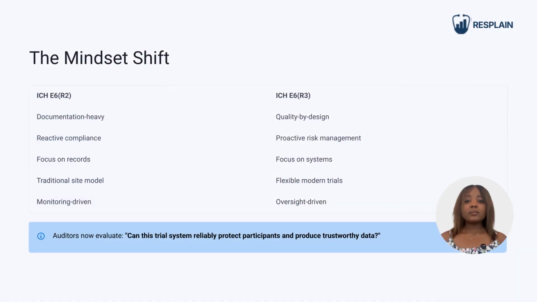One of the most important things to understand about R3 is that it represents a major mindset shift. Under R2, many organizations focused heavily on documentation completeness, but R3 moves clinical research toward a much more proactive and systems-based model. The updated guidance emphasizes quality by design, critical to quality thinking, risk proportionality, and continuous oversight throughout the trial lifecycle. This means auditors are becoming less interested in whether a site simply has documents. Instead, they want to understand whether risks were identified early, whether oversight was effective, whether systems were controlled, whether participants were adequately protected, and whether the site can consistently generate reliable trial data. R3 essentially asks, does the trial system function safely, reliably, and intelligently?